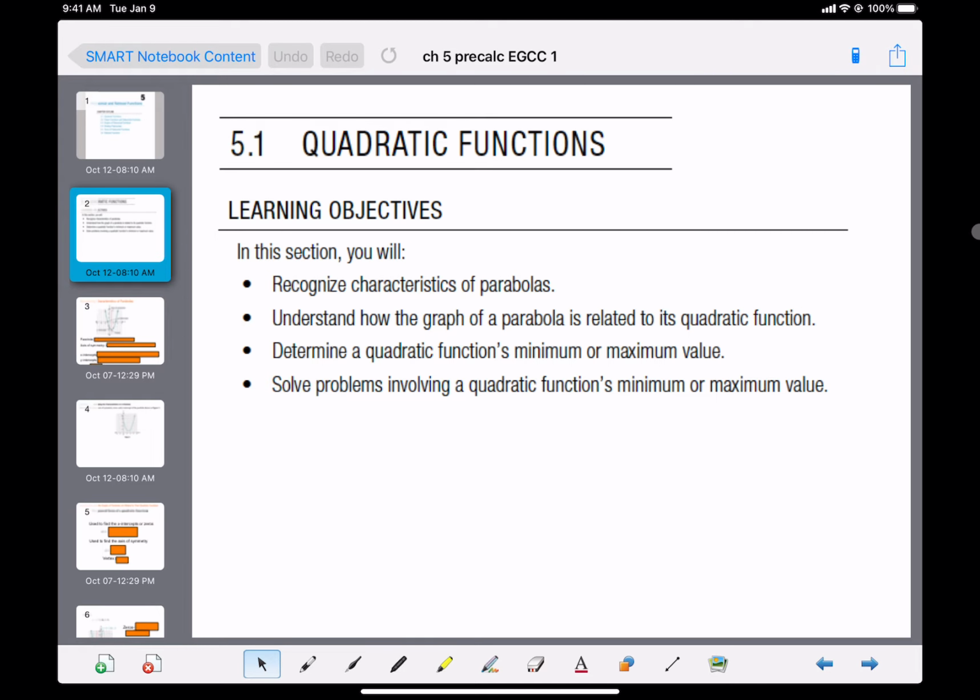So we're starting out today with 5.1, which is about quadratics. Now, you'll probably recall dealing with quadratics last year in your Algebra 2 class. So we're going to talk about all the characteristics of the quadratics, like the vertex, the axis of symmetry, and things like that. We're going to talk about graphing them. We're going to talk about mins and maxes and how they relate to a quadratic. And then we're going to do a few word problems.